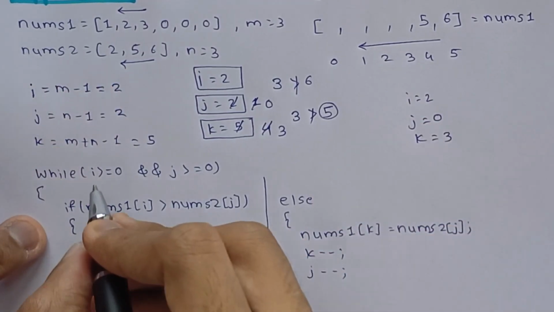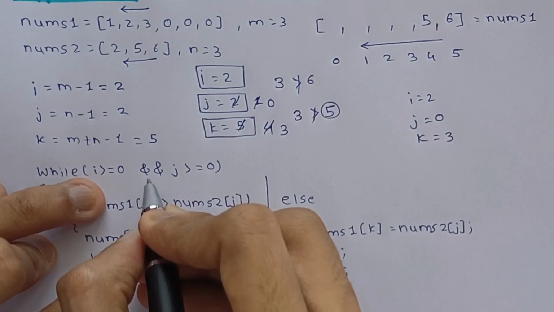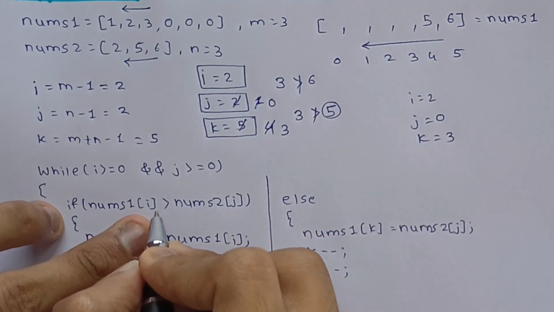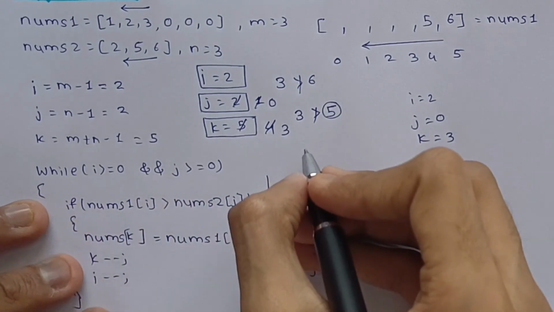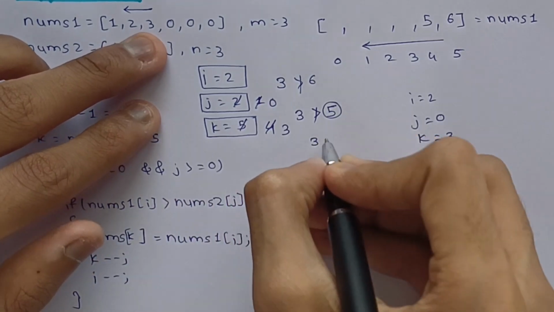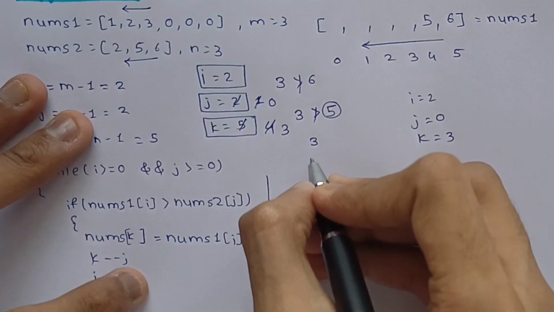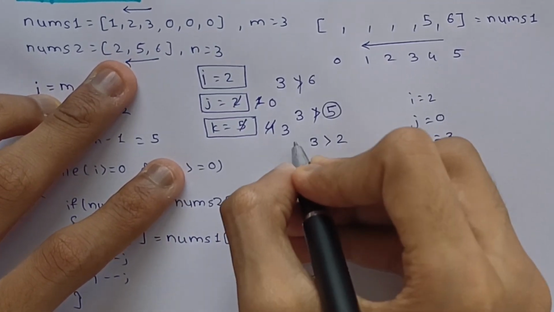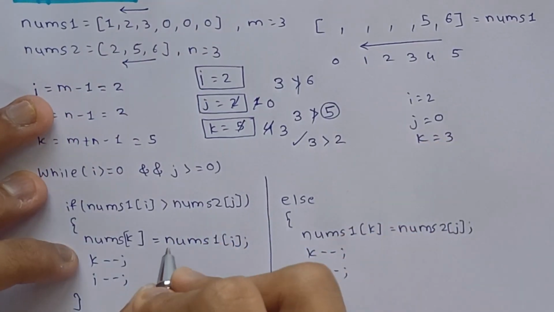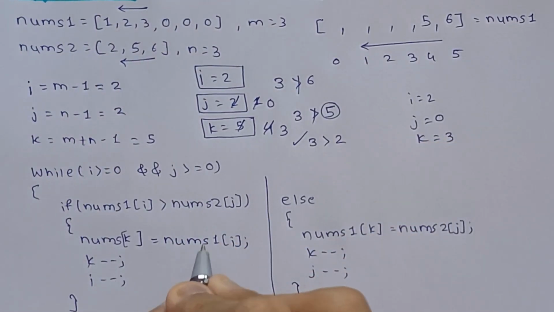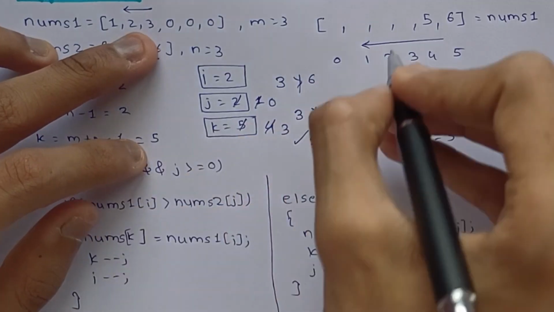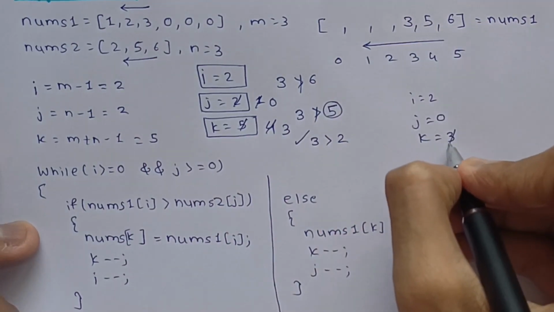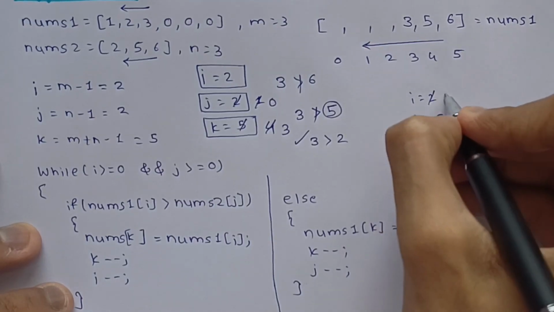So now again we will check, i is greater than or equal to 0 and j is greater than or equal to 0, yes. Now we will check if nums1 of i is greater than nums2 of j, okay. Nums1 of i means here 3 is remaining, okay, and nums2 of j is 0, which is equal to 2. This is greater, yes, this is true, okay. So what we will do, we will put at the kth position the nums1 of i, okay. Nums1 of i, what is it, 3, okay, so we will put here 3, okay.